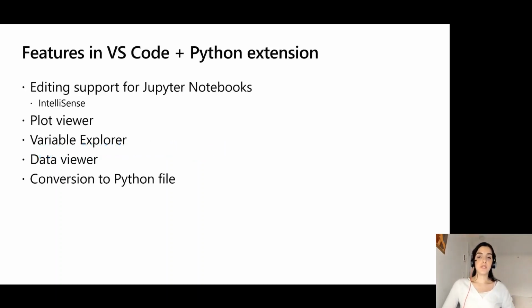So I'm not going to go super deep into the features that the Python extension offers for Jupyter Notebooks because there is a separate talk for it that I definitely recommend you to watch. It's called For You to Supercharge the Data Science Experience Using VS Code and Python, and you should definitely check it out. But just to name a few of the features that are supported, there is the editing support for Jupyter Notebooks, so you can have IntelliSense support auto-completions when you're editing your code cells.